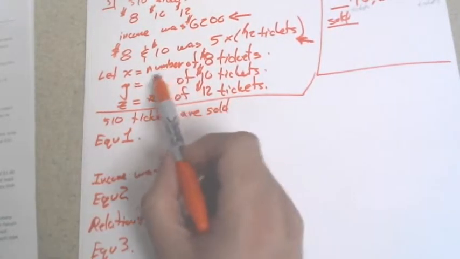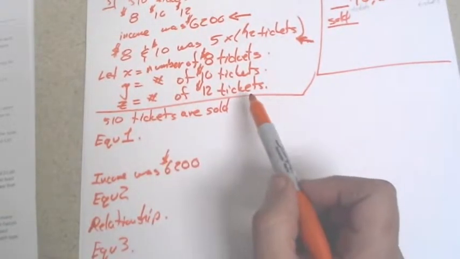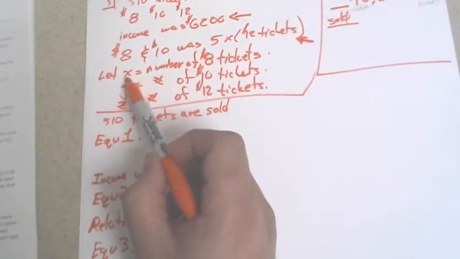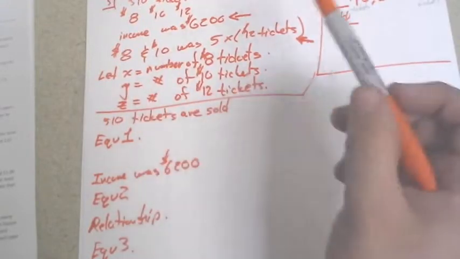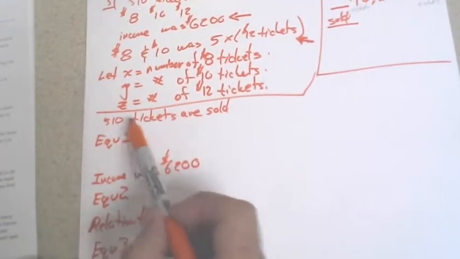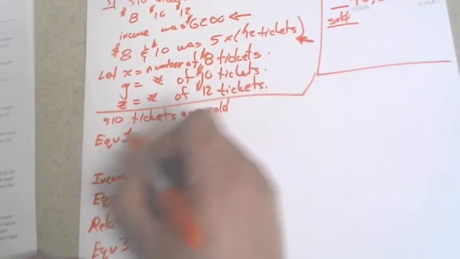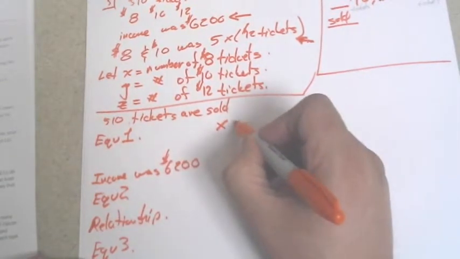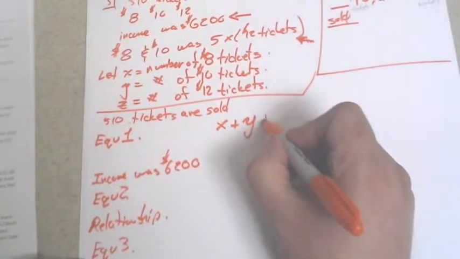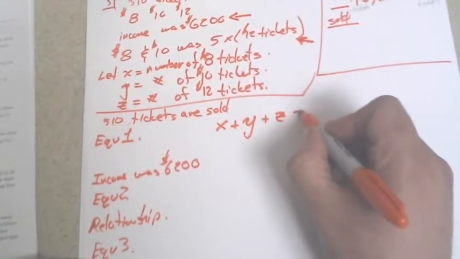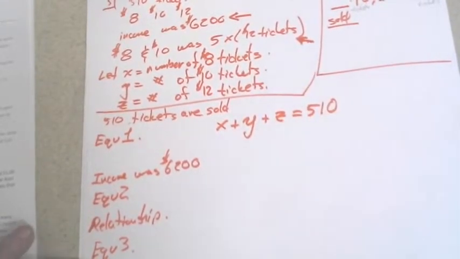Now, since our variables are very clearly numbers of tickets, we know that the number of $8 and the number of $12 and the number of $10 tickets altogether has to equal 510 tickets, so that's a fairly nice equation. The number of $8 tickets plus the number of $10 tickets plus the number of $12 tickets has to all come together to equal 510.